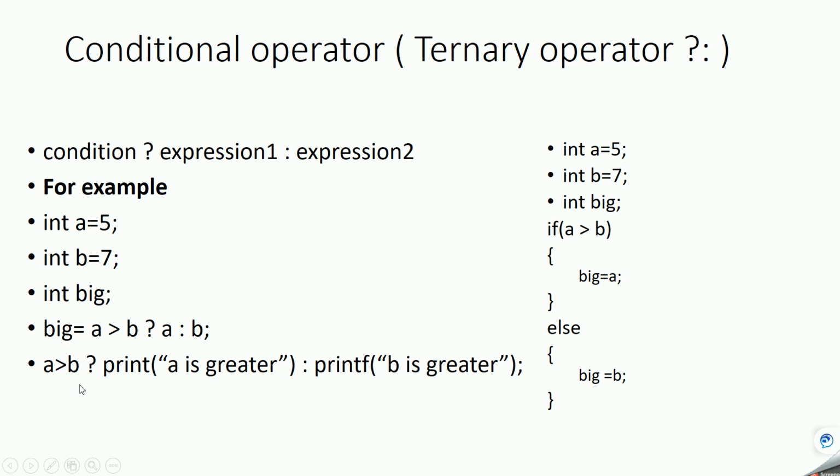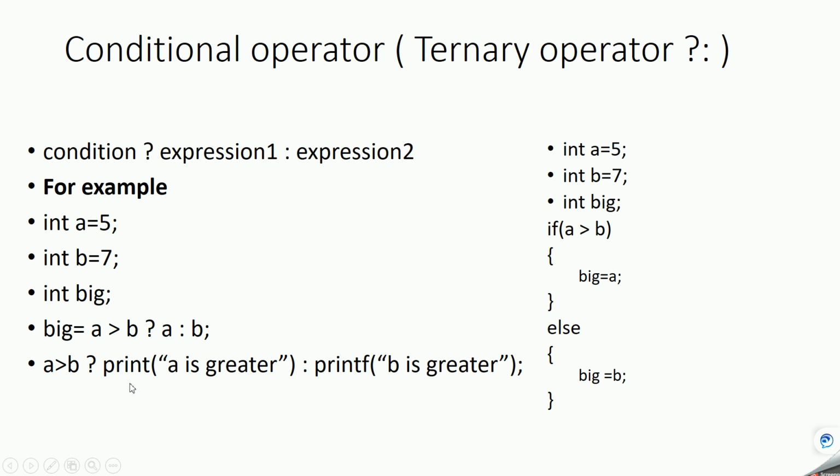So this is how ternary operators are used. Let's take another example. Now we want to print which one is greater. We can write a condition like this: a is greater than b, question mark, print a is greater, otherwise b is greater. So we will check this condition, and in this case the condition is false, so b is greater will get printed. So this is how the ternary operator works.